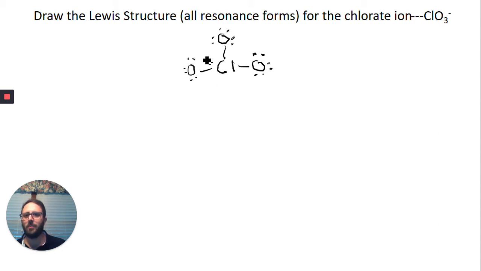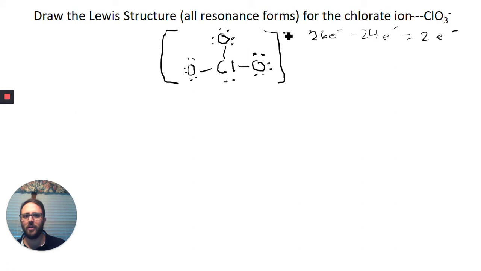So now let's count it up. We have 8, 16, 24. We started with 26 electrons. Minus 24 electrons gives us 2 electrons left over. Those electrons are going to be put on the central atom. Don't forget that you need your brackets with a charge whenever you have a charged species. So there's my -1. Well, this is the simplest resonance form of this molecule. It's not the best resonance form. It's just the simplest one to get to.